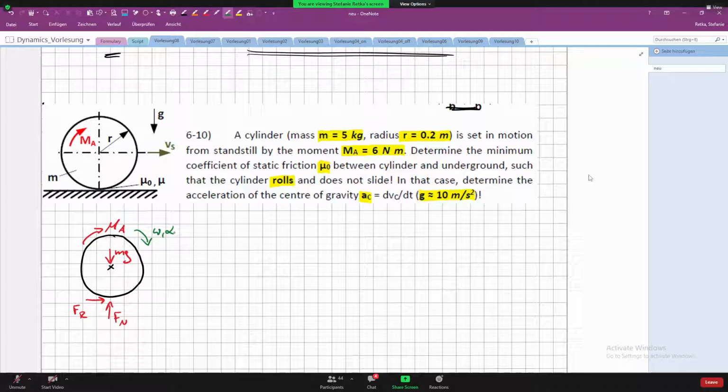Then we have to include our inertial forces. Our inertial forces act opposite to the acceleration. Then, since our cylinder rolls clockwise, we have an inertial moment, Jc alpha, acting opposite to alpha, acting counterclockwise, and the cylinder rolls to the right. Then our inertial force acts in the center of gravity, pointing to the left. Like this.